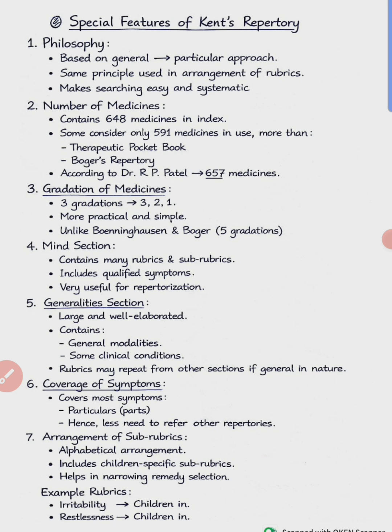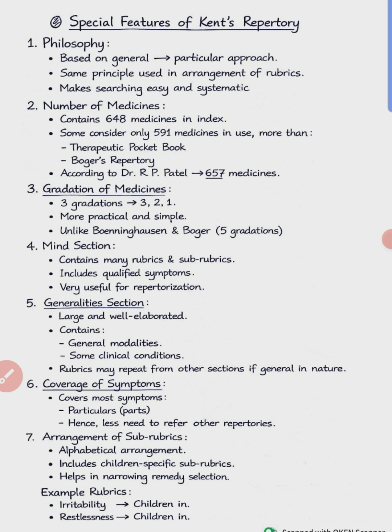Now, special features of the repertory. First is philosophy. It is based on a general to particular approach. The same principle is also used in the arrangement of rubrics. Number of medicines: it contains 648 medicines in the index. Some consider only 591 medicines in use. It has more than the Therapeutic Pocket Book and Boger's repertory. According to Dr. R.P. Patel, 657 medicines are mentioned in Kent's repertory.